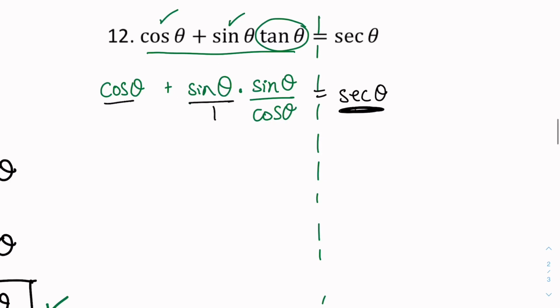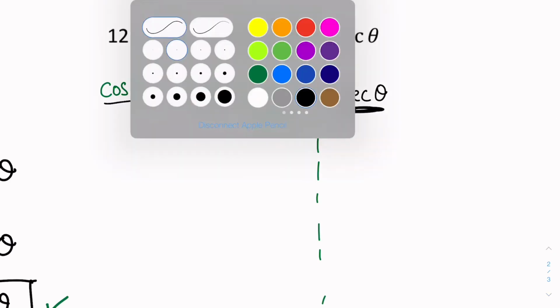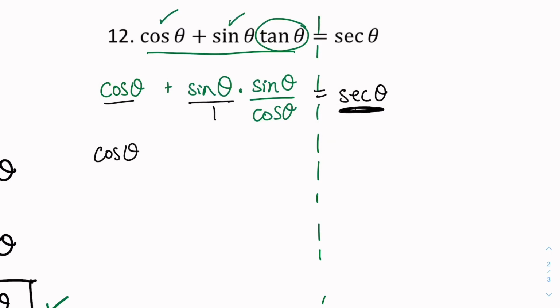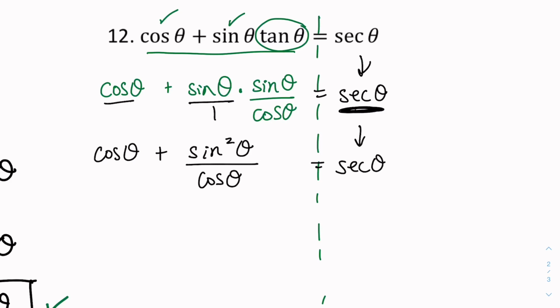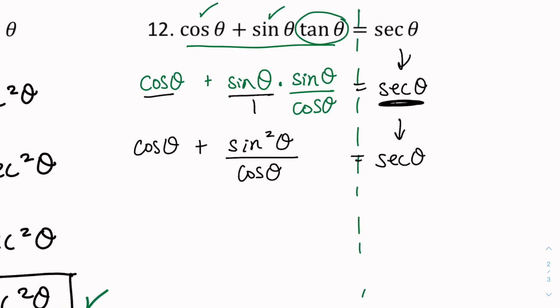I'm going to put this over 1 and multiply straight across. So we got cosine theta plus my new numerator, sine times sine, gives me what? Yep, sine squared theta. And then the denominator becomes what? Cosine theta. And that's going to equal secant theta. Not touching anything on the right, just bringing it down. If I need to combine these fractions, because clearly I need to make it into a single term.